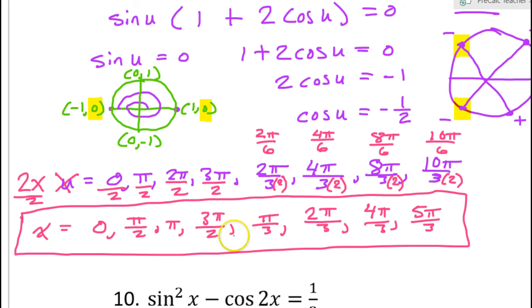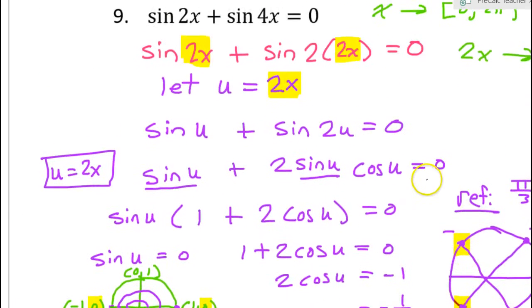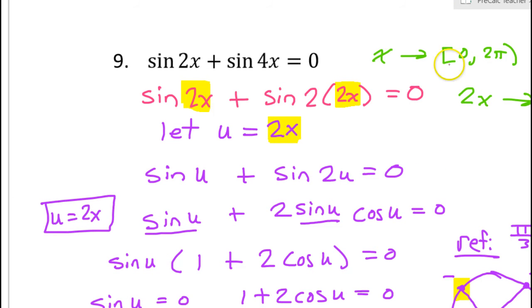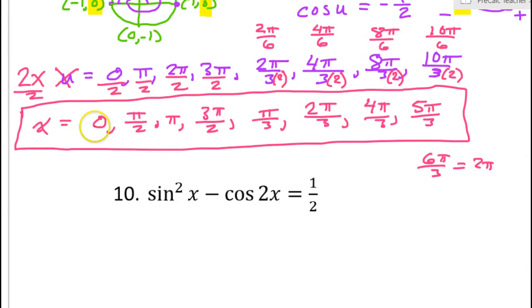Okay, x is equal to all of these. Notice that the biggest one we have, 5 pi over 3, is less than 2 pi, right? Because 6 pi over 3, that would be the same thing as 2 pi. All right, so 5 pi over 3 is going to be less than 2 pi. So it fits the original limitation that our x values have to be between 0 and 2 pi, and that's what we have. All right, they're all between 0 and 2 pi.